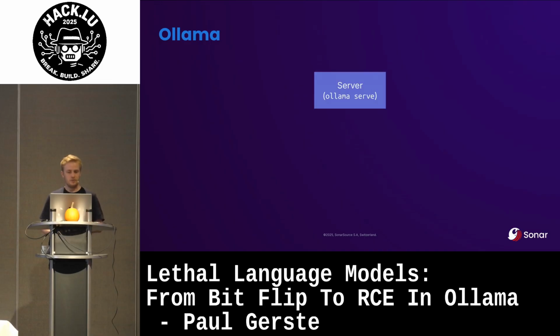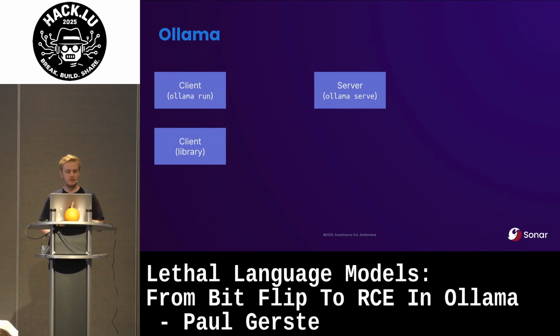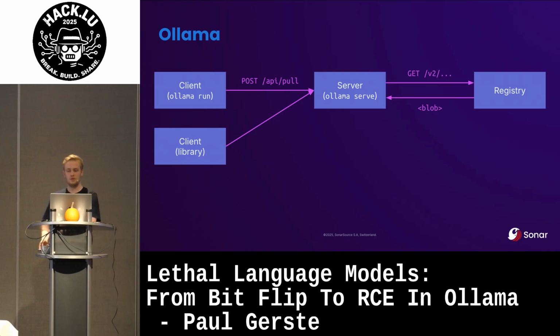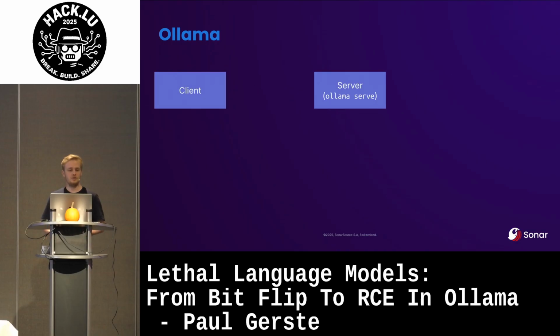For the architecture, we've already seen the server and the client. The client can either be the ollama run command or other client libraries or apps that talk to the server via the API. For example, the client can tell the server, hey, please download this model for me. Then the server talks to the registry and downloads the model as a binary blob or multiple of them. These get saved to disk in a file format called GGUF. Afterward, the client can tell the server, hey, please now generate a response for me with this model, and here's the prompt.